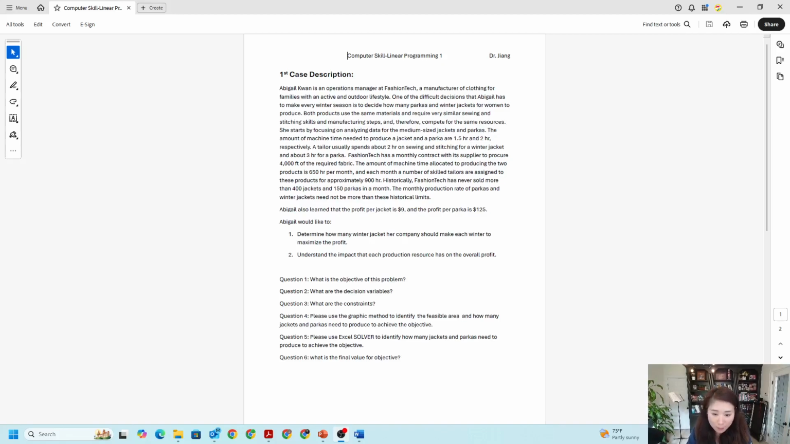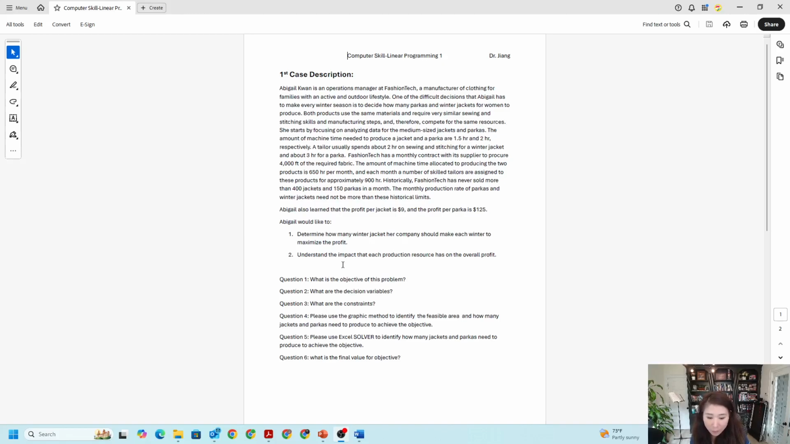So basically for this problem, Abigail will help the business to maximize the profit, facing 4 constraints and also non-negativity constraints. So let's lay out everything and write it down in a Word document so that we can trace what's going on here. I already designed the following 6 questions to guide you step by step through solving this optimization problem.